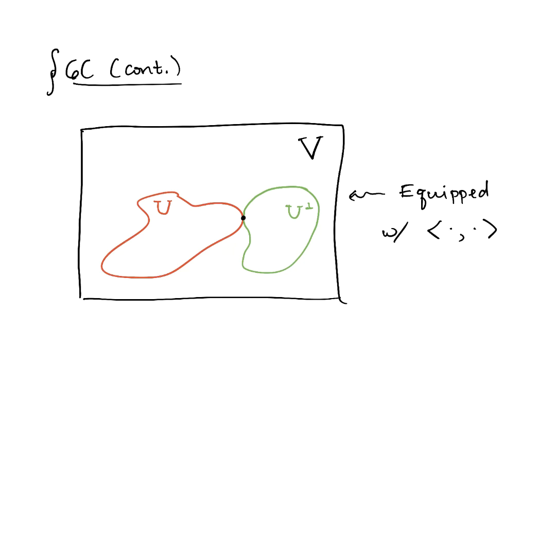Okay, so we know already from our discussion in 6C that we can express capital V as U direct sum U perp. In other words, each object in the box V can be written uniquely as something from the red plus something from the green.